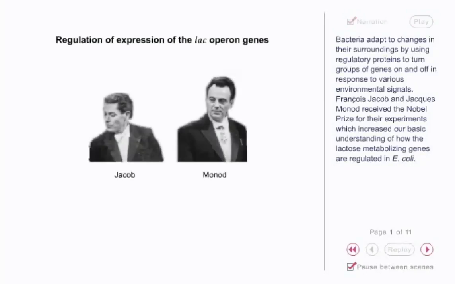Bacteria adapt to changes in their surroundings by using regulatory proteins to turn groups of genes on and off in response to various environmental signals. François Jacob and Jacques Monod received the Nobel Prize for their experiments, which increased our basic understanding of how the lactose metabolizing genes are regulated in E. coli.